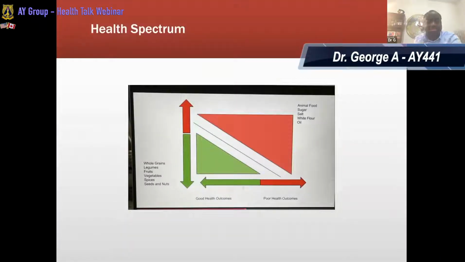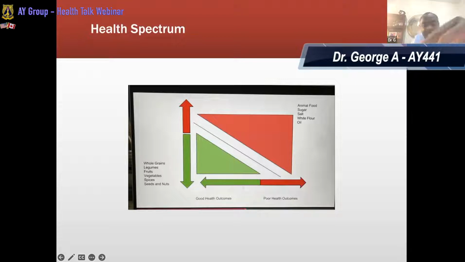So the last thing I would like to talk about is this health spectrum. If you are on the standard American diet, eating animal food like red meat, sugar, salt, white flour, oils, and those things, that's the poor outcome you're going to have on the right side. But if you eat whole grains, fruit, vegetables, spices full of antioxidants, herbal teas, seeds and nuts, it's going to keep you in good health outcomes.